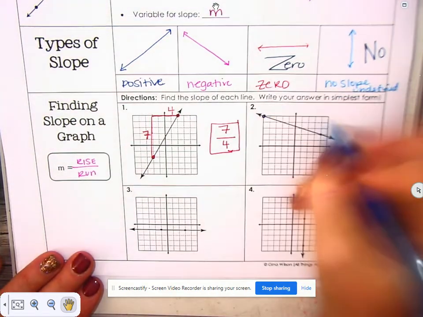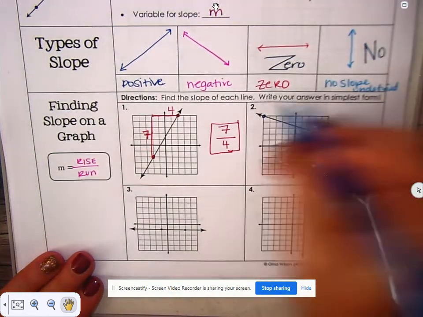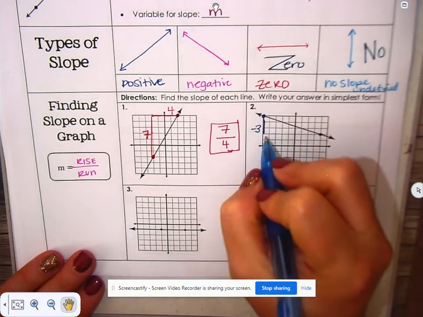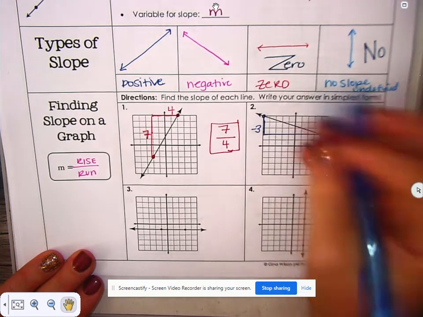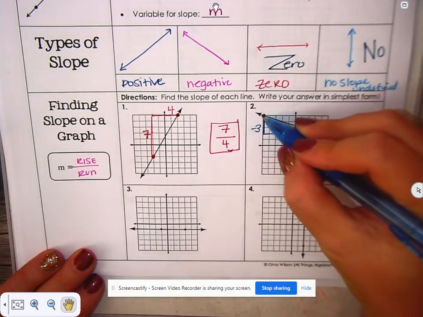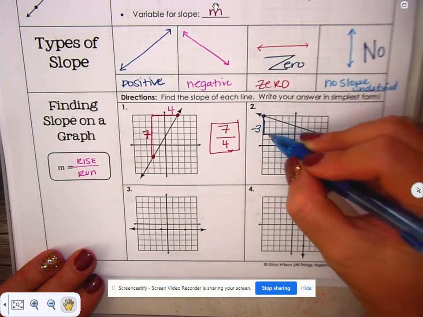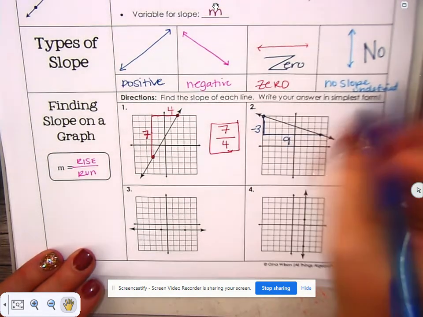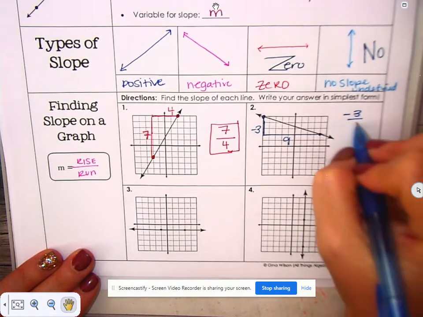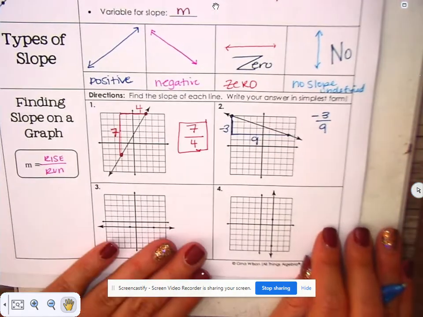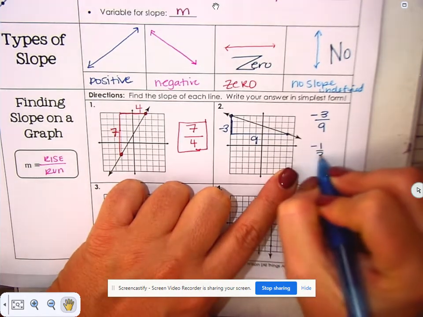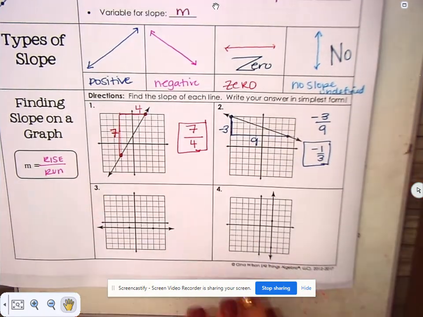For number two, here are my two points. Instead of rising this time, I'm going to have to fall. That just makes this a negative. You're literally counting. You only count when you move your pen. So 1, 2, 3, and then 1, 2, 3, 4, 5, 6, 7, 8, 9. So we have a rise of -3 and a run of 9. Then we do need to make these in simplest form, so that's going to reduce down to -1/3.